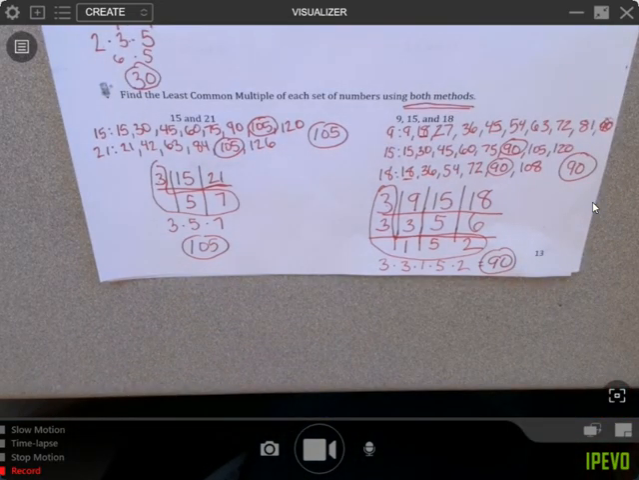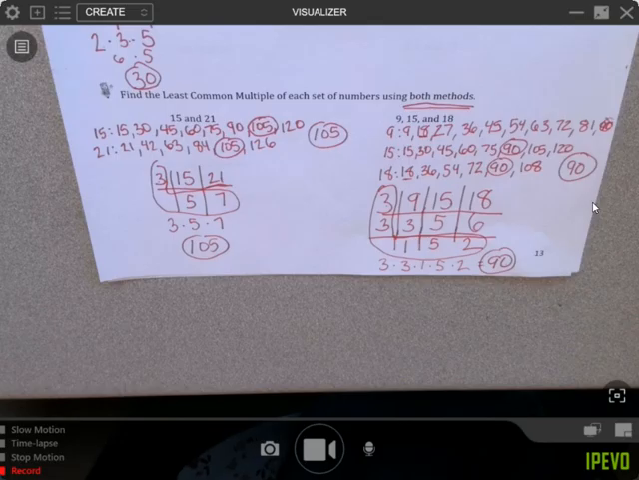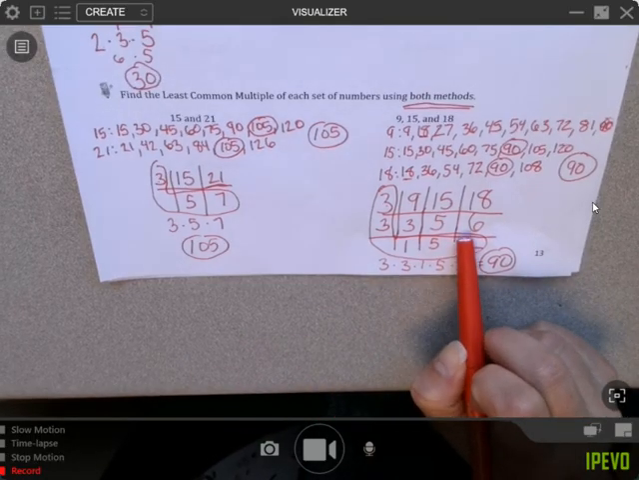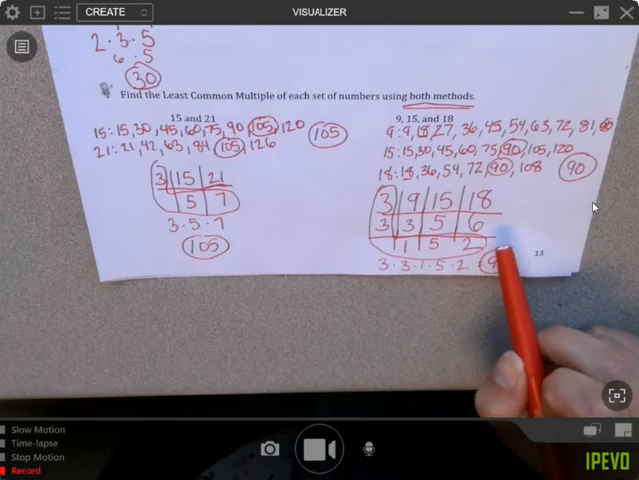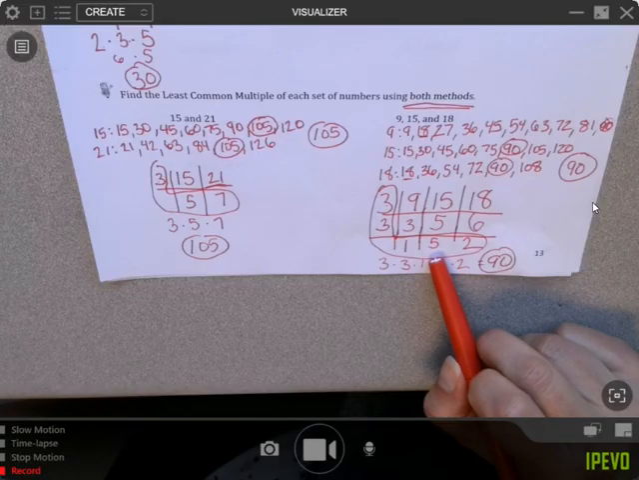So you can list them all out, or you can use that table method. If you're doing the table method with more than 2 numbers, you have to be able to pull a number out of at least 2 of them. If you don't pull a number out of it, if it's not a factor of it, you just bring that number straight down. Okay?